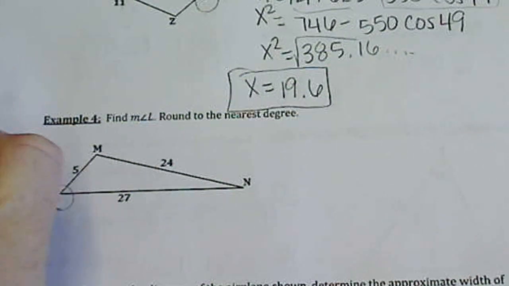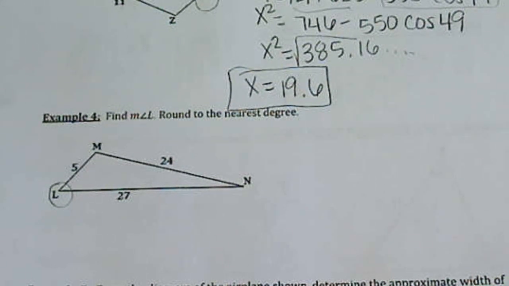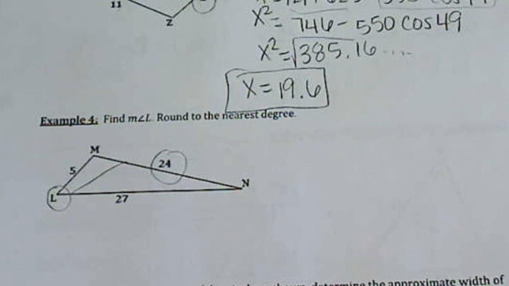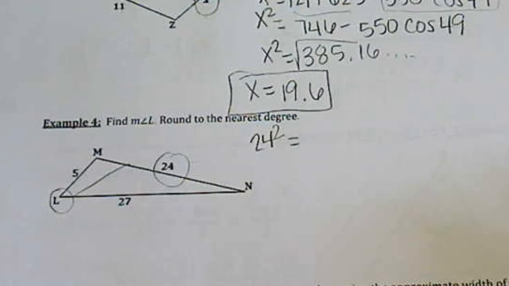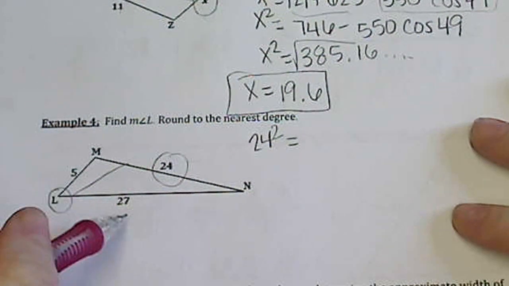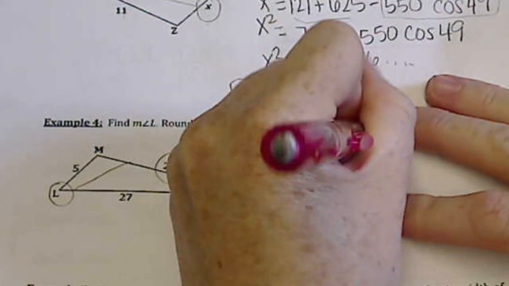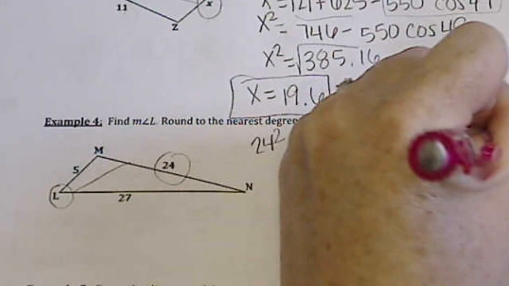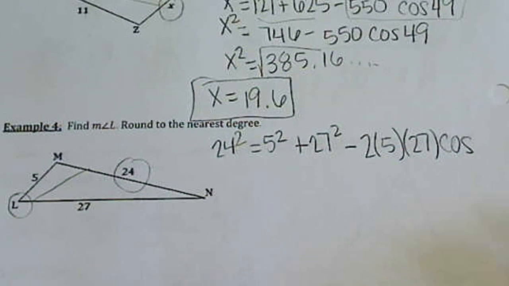I want to find angle L. So I want to know what is my a squared in this formula. Well, look across from the L, and it's 24. So 24 squared equals 5 squared plus 27 squared minus 2 times 5 times 27 times the cosine of, we don't know, so the cosine of L.